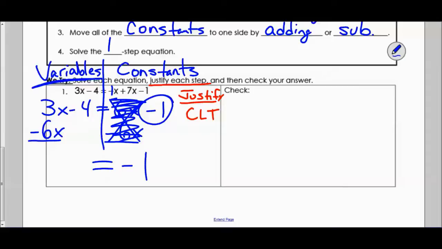On the left side, I'm going to combine like terms. It's 3x and minus 6x. I'm not touching that minus 4 yet. That is not a like term with either of these. So 3 minus 6 is negative 3x. And that minus 4 is just going to come down.